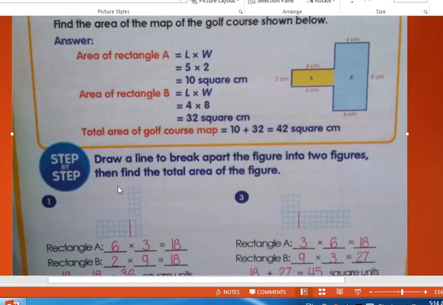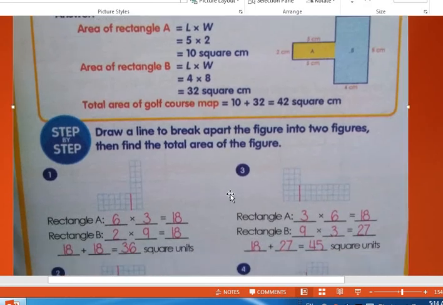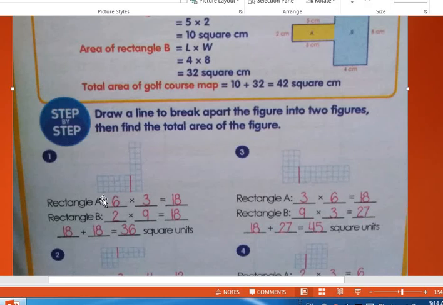Okay, going to this example: draw a line to break apart the figure into two figures, then find the total area of the whole figure. Okay, you have here a shape. It's an irregular, composite shape. So divide it into two parts by using a line, this line, so you can have two rectangles. I can say that this is the first rectangle and this is the second rectangle.